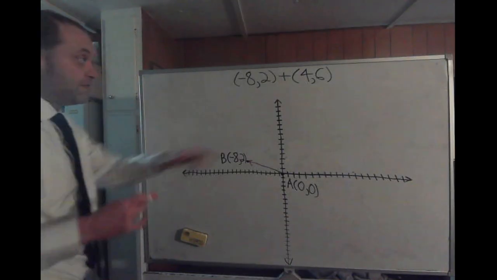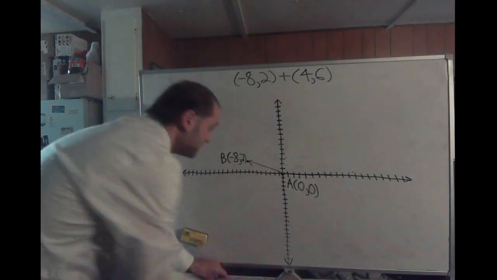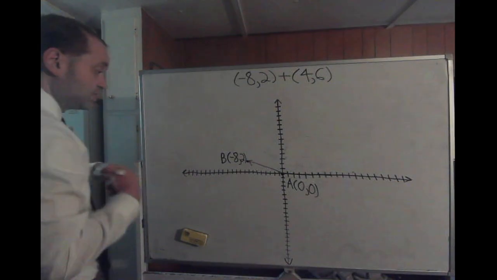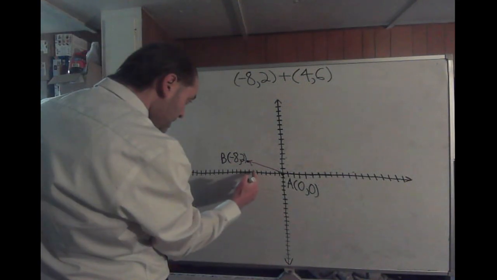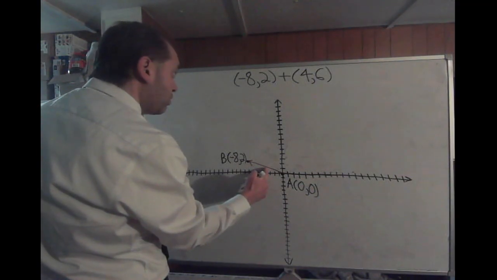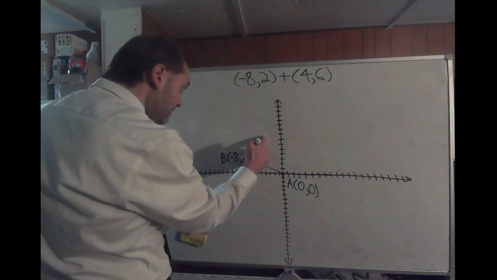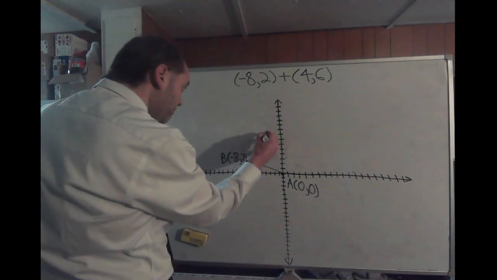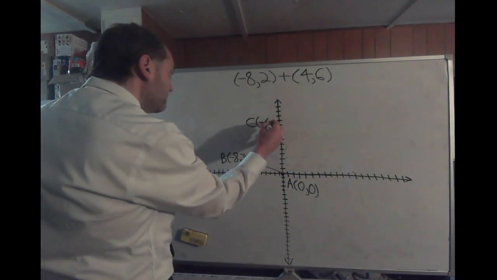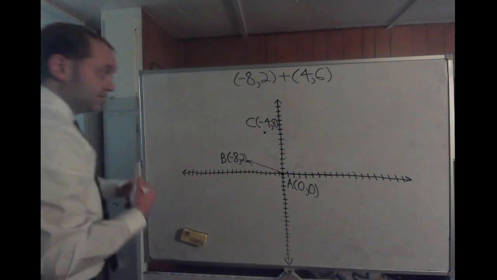So now I can draw myself an arrow from point A to B. And then that vector of 4, 6 is telling me from point B to point C. To find point C, I need to go to the right 4 and then up 6. So if I go to the right 4, that'll put me at negative 4 for my x coordinate. And if I go up 6, that'll put me all the way at 8. That'll put me right here. So then my point C will be at negative 4, 8. And then I'll just draw my vector from B to C.